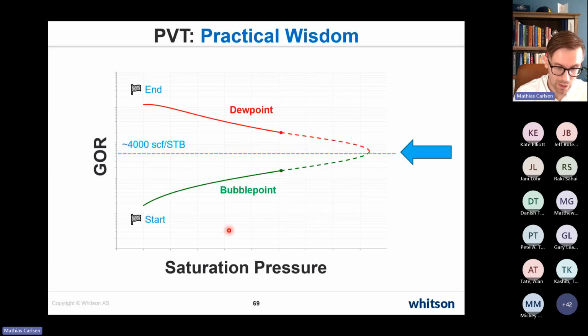And back here, we're now at the end. We're dealing with a dry gas fluid, which in general has no dew point, and we're probably on the outside over here.